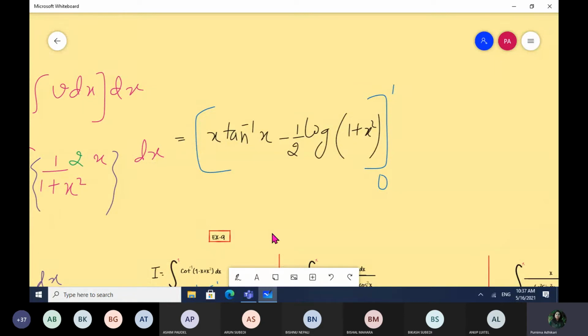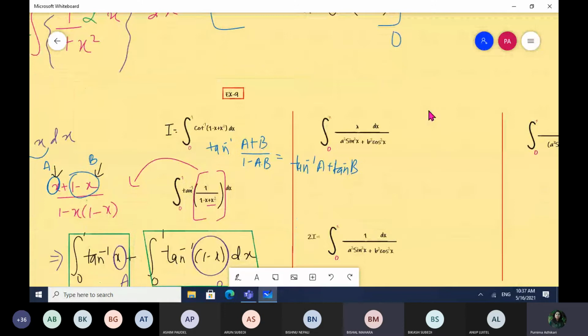What is your result? Let me help you: you must get pi by 2 minus log 2 as a result. Clear to everyone? Any doubt anywhere?